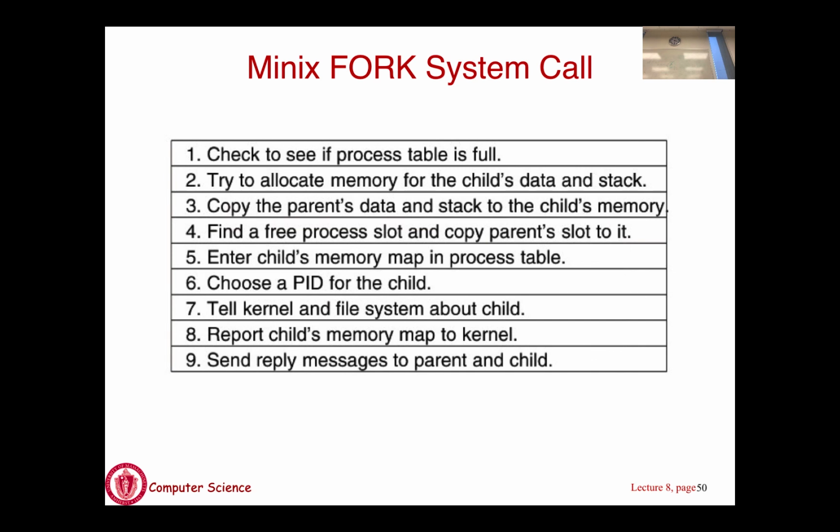Then you find a free process slot. You enter that memory region into the process table. You find a new process ID, sequentially incrementing the process ID. You tell the kernel, here's a new process that we created, here's an entry for it, and here's the amount of memory allocated, and so on. So essentially you create an entry in the process table, allocate memory, and copy the contents of the parent into the allocated region. At that point, you created a process that's a clone of the parent.